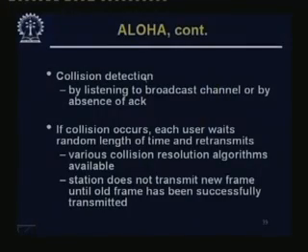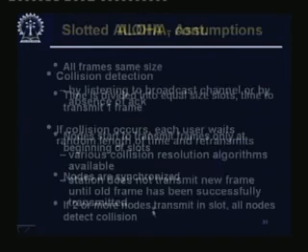So, collision detection is by listening to the broadcast channel or by absence of acknowledgement. If collision occurs, each user waits a random length of time, as already mentioned. Various collision resolution algorithms are available. A station does not transmit a new frame until the old frame has been successfully transmitted. So, the station is stuck with that frame until it can send it.